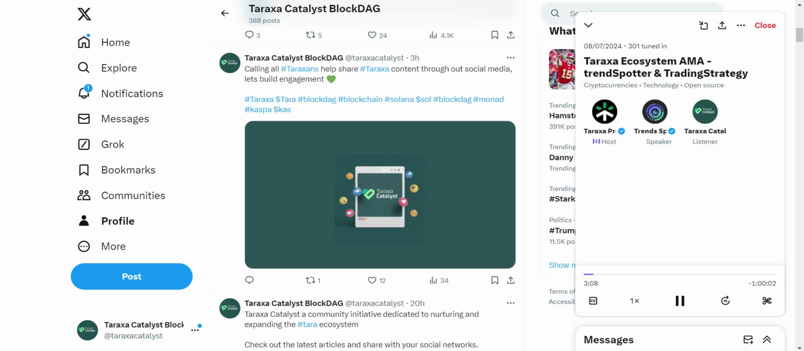Now the next step is to deploy the Ficus root bridge contracts. So please stay with our Twitter channel, taraxa.io/Twitter, and get the play-by-play updates throughout the day. All right, let's get into TrendsSpotter and TradingStrategy.